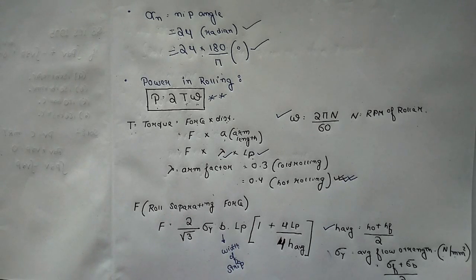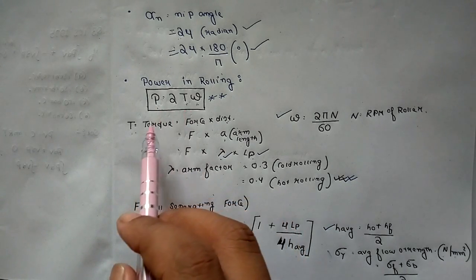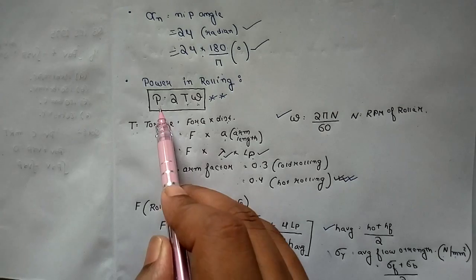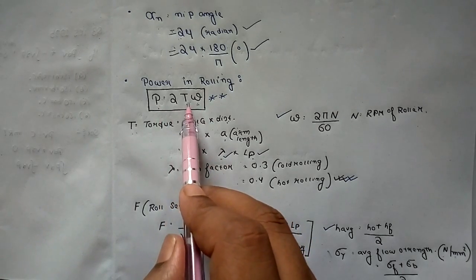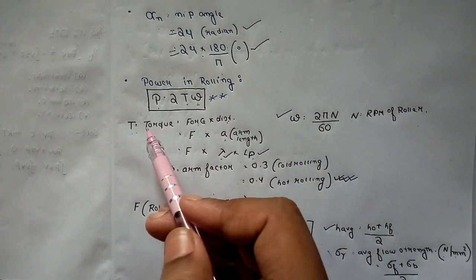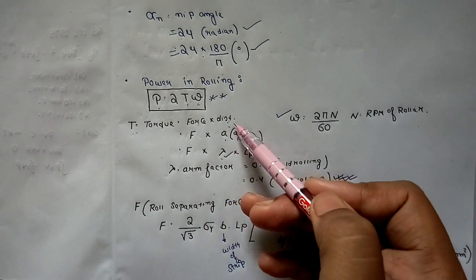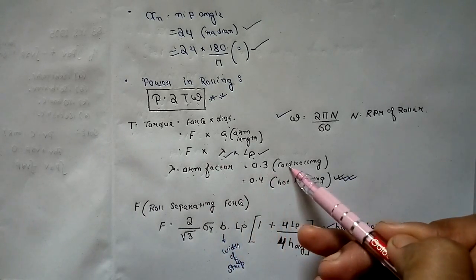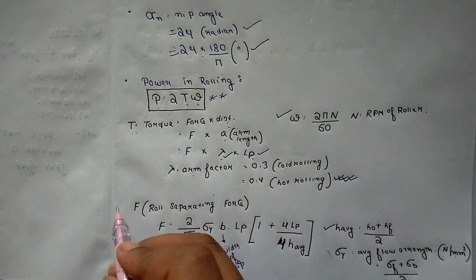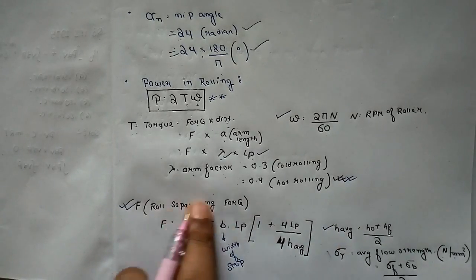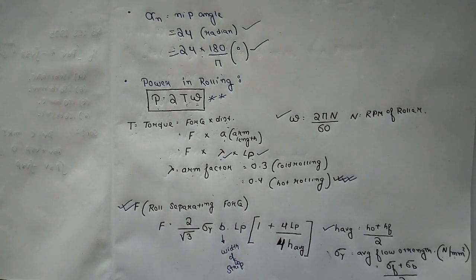So this is very easy. If you practice it once or twice, you can easily find the formula of the power, and you can easily solve and get the answer. So just remember the main formula, that is, power equals 2 into torque into omega. And remember the formula of torque and the angular velocity, how to find it. Torque equals force into distance. Just remember that here distance equals lambda into Lp, and remember how to find the arm factor, for cold rolling and hot rolling. And the most important is the roll separating force. We have to remember this formula. This is quite difficult to remember, but if you practice 2 to 3 times, you will easily remember it.